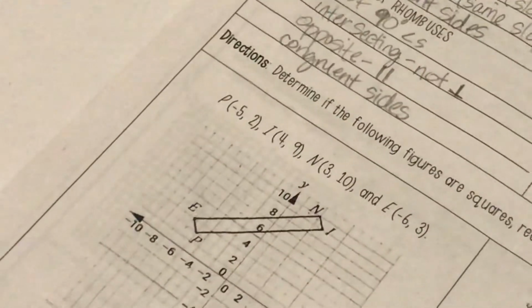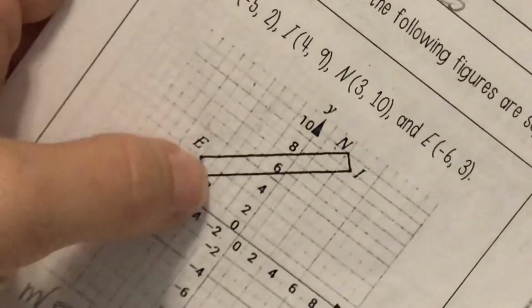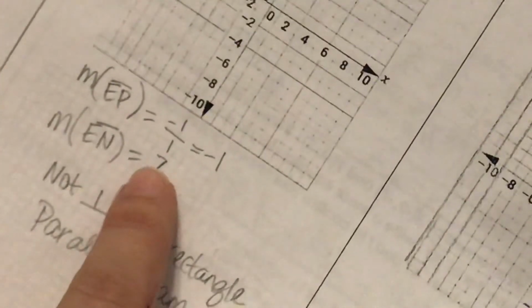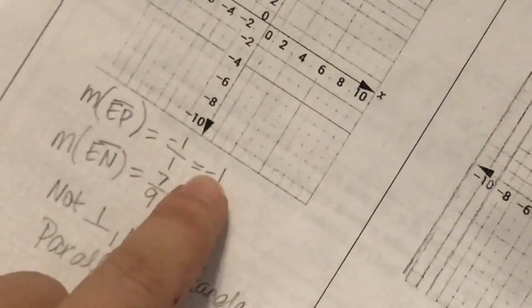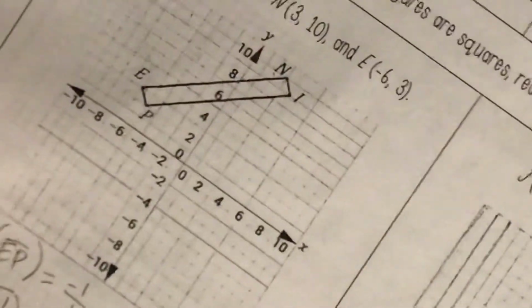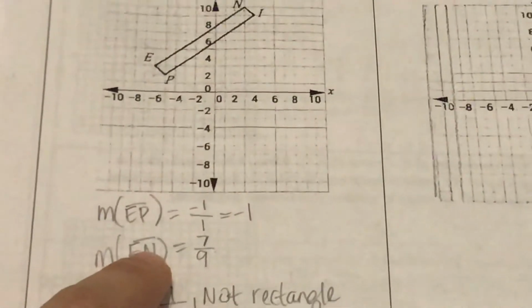And if you were to turn this, you could look at it, and if you turn it like that, you can see it's shifted just a little bit, tipped over just a little bit. 7 over 9 is really close to 1, which would be the opposite reciprocal of -1, but not quite there. And we have to verify mathematically, so that's what we did here by checking the slopes.